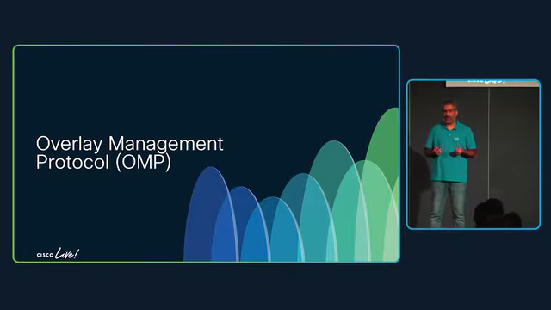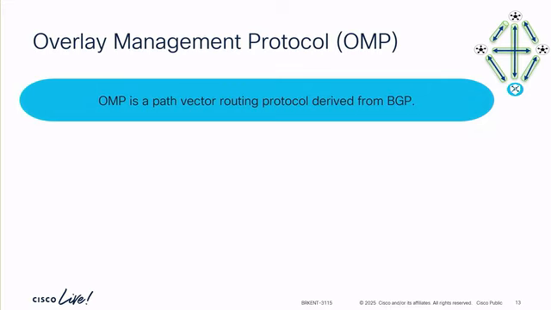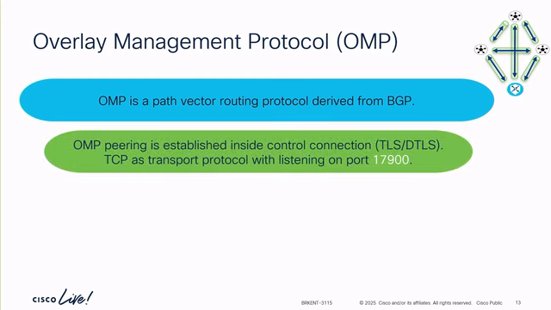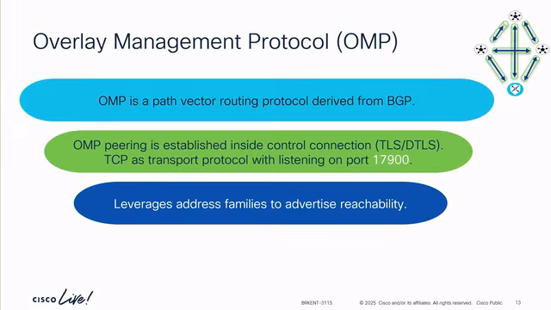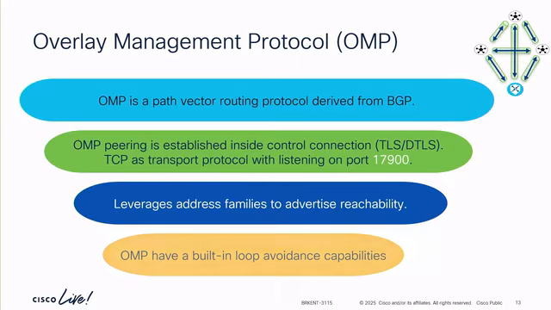So now we're going to talk about what is OMP. OMP is a routing protocol that is similar to BGP that manages the entire overlay network. OMP runs inside the DTLS connection, which I just explained to you. It uses TCP as a transport protocol, and it listens on port 17900. OMP runs in a client-server model, right? The Cisco SD-WAN edge device acts as a client, and the Cisco SD-WAN controller acts as a server. Like BGP, OMP supports both IPv4 and IPv6, and it also has a built-in loop avoidance mechanism, which we're going to talk about in a later section.